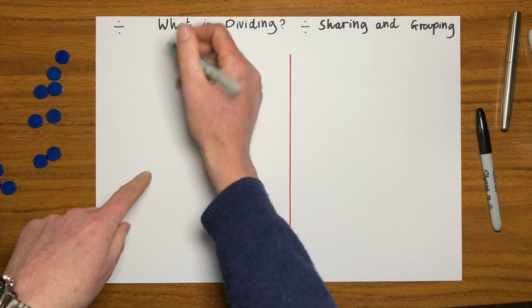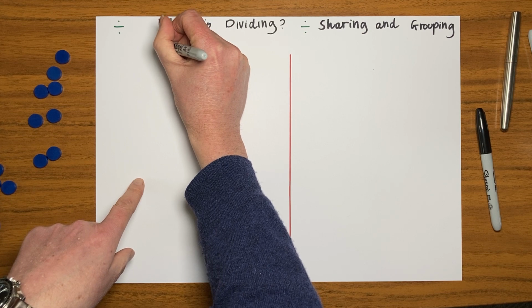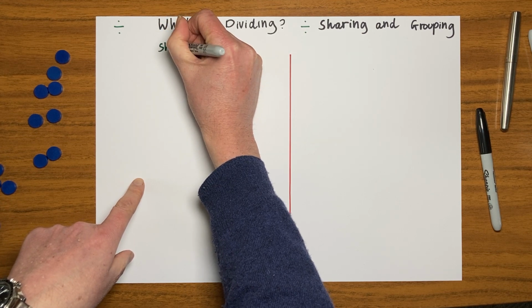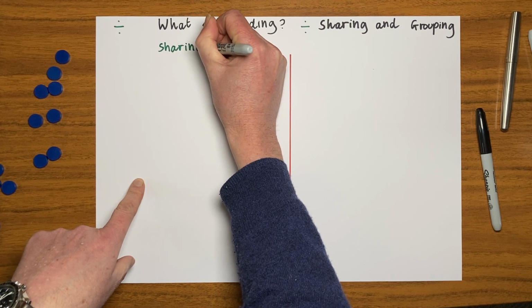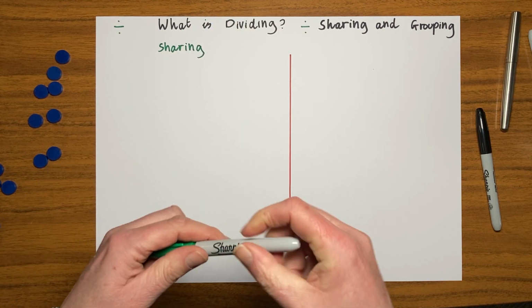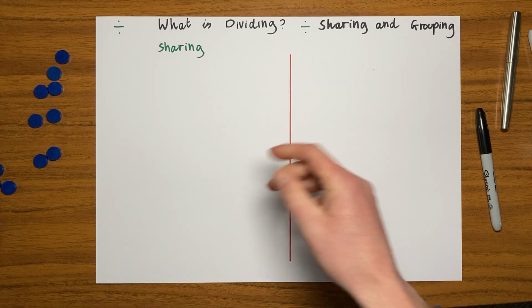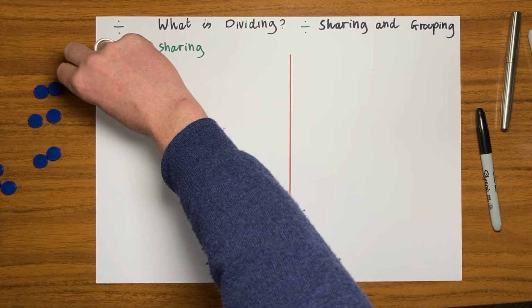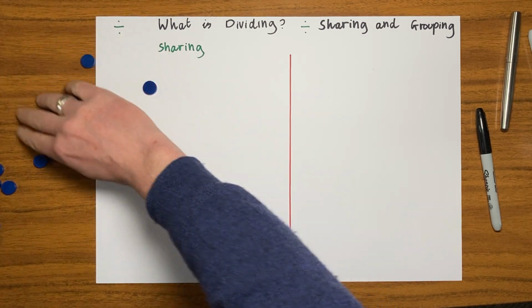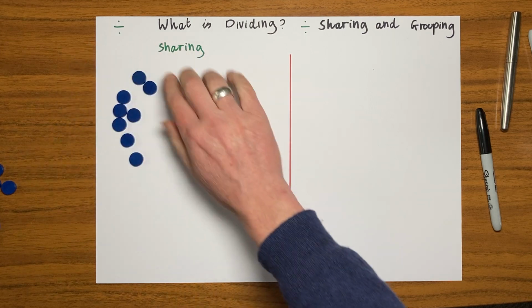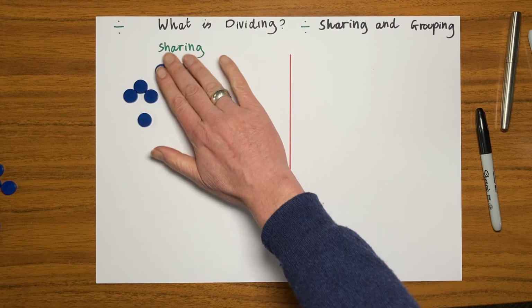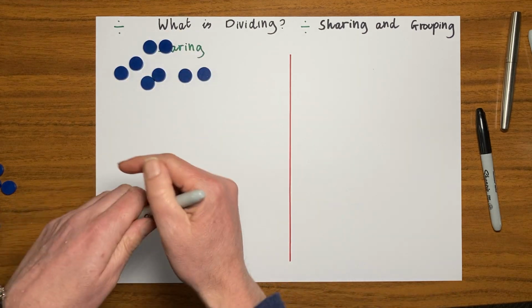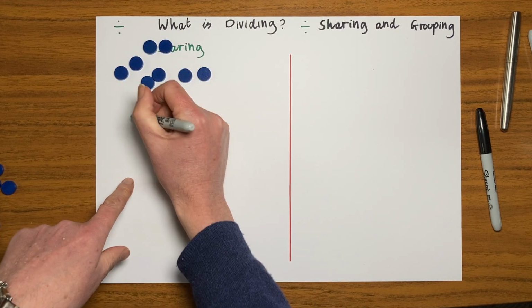So the first thing it means is when you are sharing something. So I'll write that on this side. Now this is the way that's probably easiest to understand. Imagine you've got 8 sweets or 8 counters as I've got here. Let's get these counters on the paper. I've got 8 of them, 2, 4, 6, 8. Here they are. And I'm going to share them between these two people.